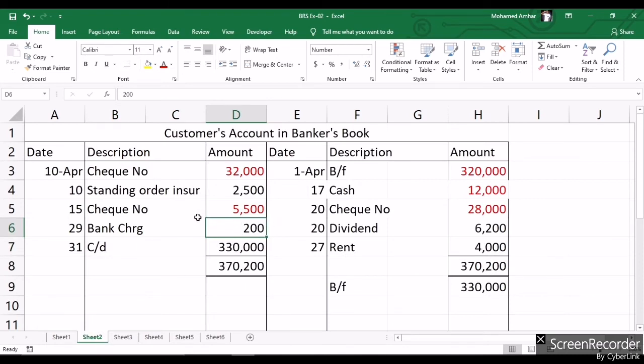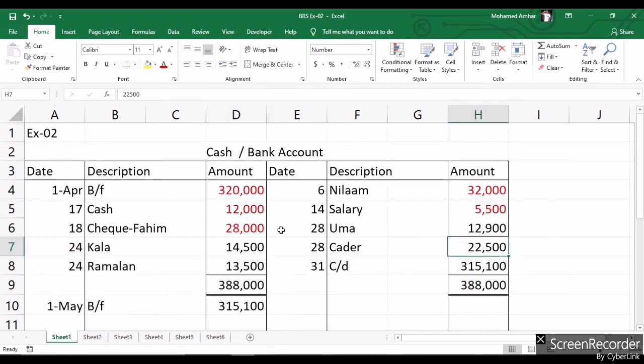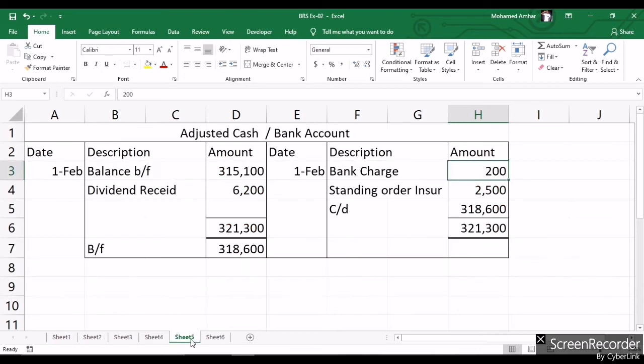Standing order payment is correctly recorded by the bank, so that is the correct action. But the organization, the business, has not recorded that. The amount paid by the bank as standing order is not recorded in the cash book of the business, so that is wrong. So the business also should write it, so it should be corrected in the adjusted bank account.